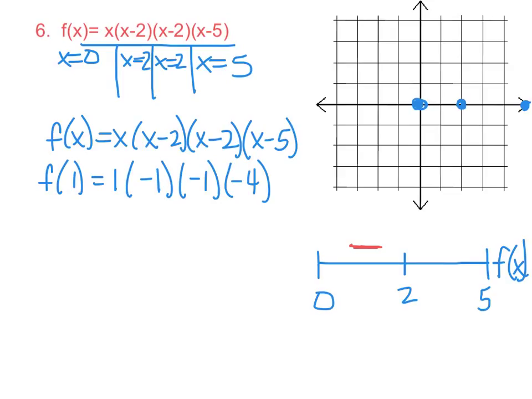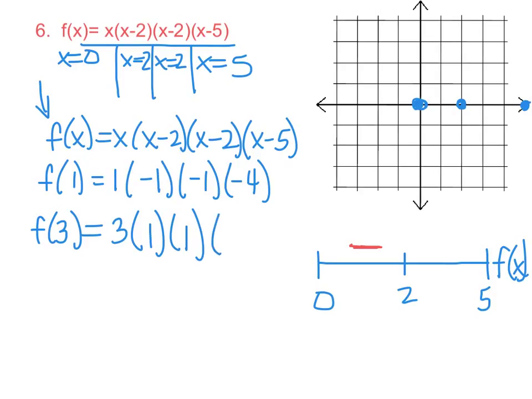Let's go back and let's pick a number between 2 and 5 now. So let's say 3. And keep in mind that I'm plugging that in right here into the original function. So I'm going to get 3 times, now when I plug in a 3 into x minus 2, I'll get 1. Same thing with the third term. And then when I plug in 3 into 3 minus 5, I will get a negative 2. Now, there I have all positives except for the last term. So a positive times a negative will be a negative.